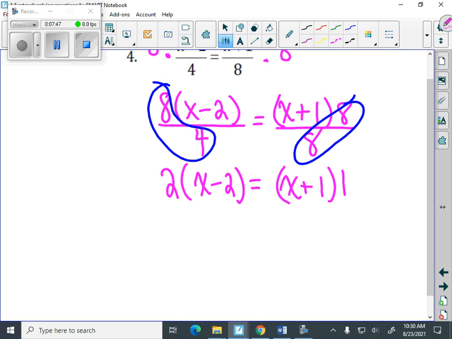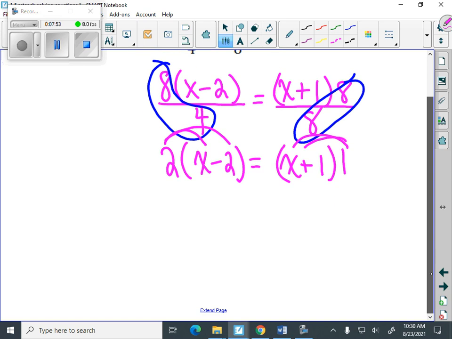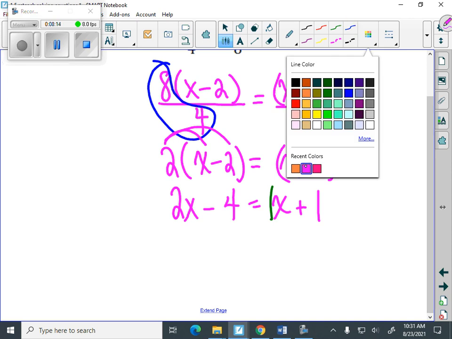And then we'll distribute here and here. 2 times x, 2x. 2 times 2 is 4. 1 times x. 1 times 1. By the way, there's nothing wrong with you writing a 1 in front of there. But what we're trying to do is we're trying to figure out, well, what does x equal?